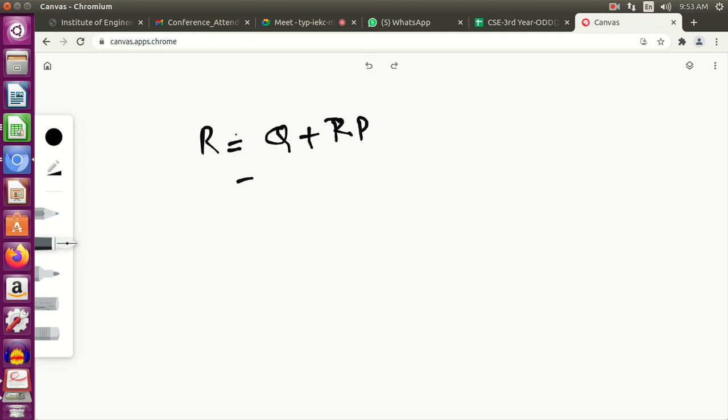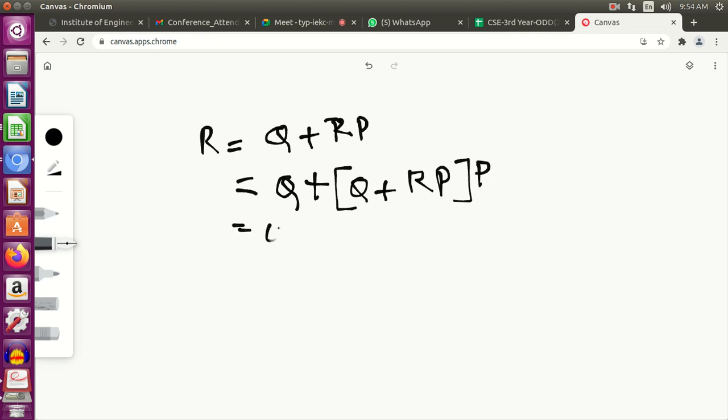We start off with this equation. In the next line, I replace the occurrence of r with q plus rp. What is the value of r? R is equal to q plus rp. So I can replace this r with q plus rp, right? Won't be a problem. So it gives me q plus qp plus rp square.